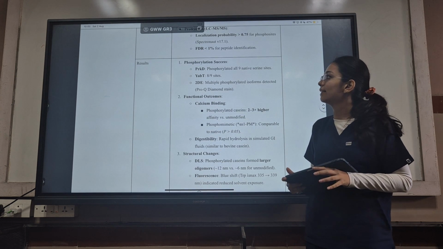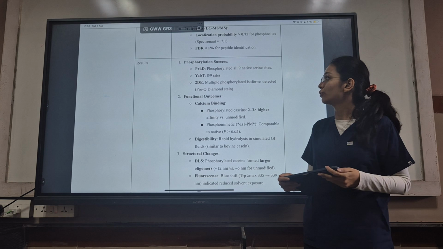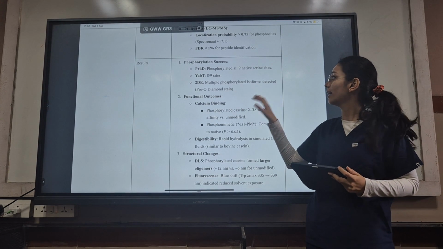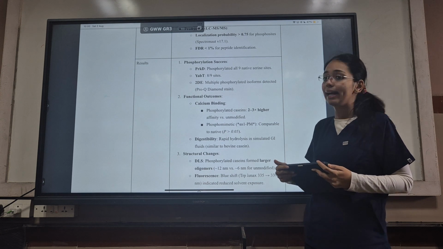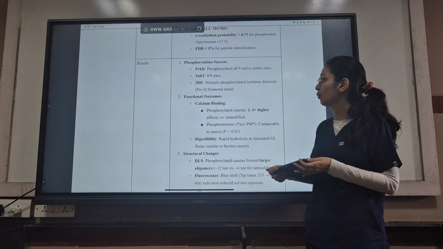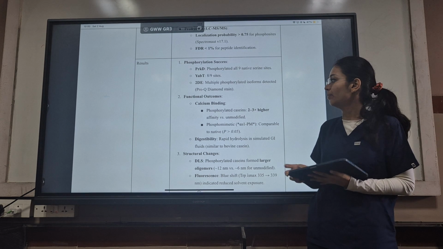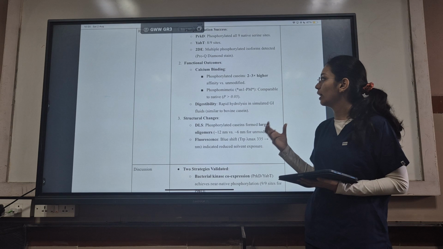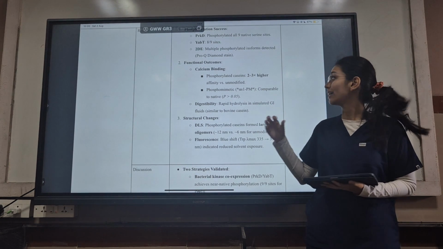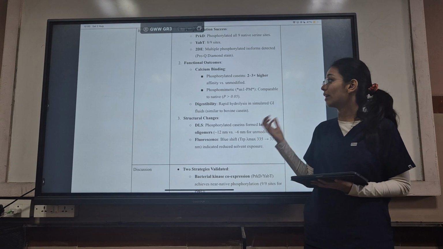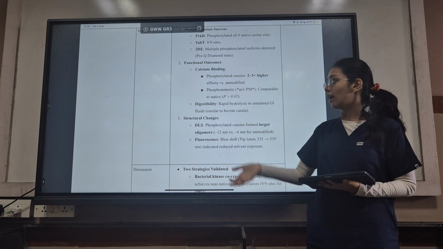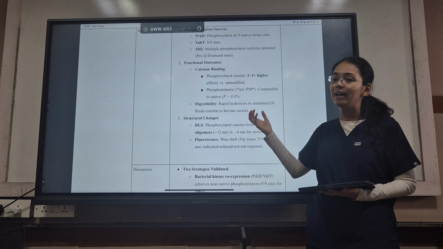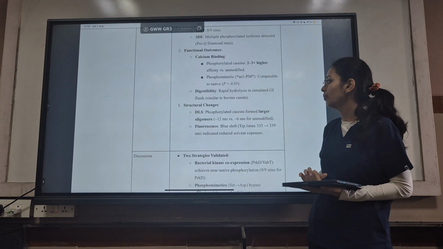So the results stated that there was a huge phosphorylation success, where it phosphorylated all 9 native serine sites. So it had 8 or 9 sites, with multiple phosphorylated isoforms detected. And there were also some functional outcomes, like calcium binding. Phosphorylated caseins had 2 to 3 times higher affinity versus the unmodified one. It also had a phosphomimetic property which, compared to the native, was not significant.